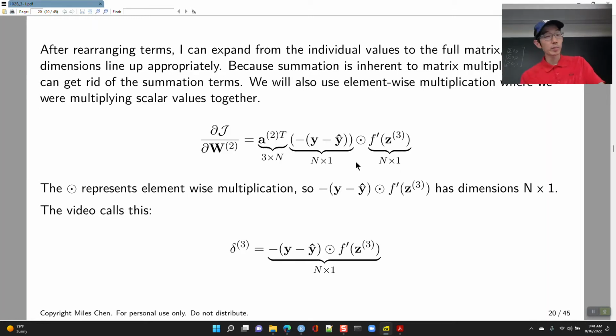Okay, so this is n by 1, this part is 3 by n. When you multiply those, you get a 3 by 1. All right, and so this is going to be the gradient of our loss function with respect to W2.